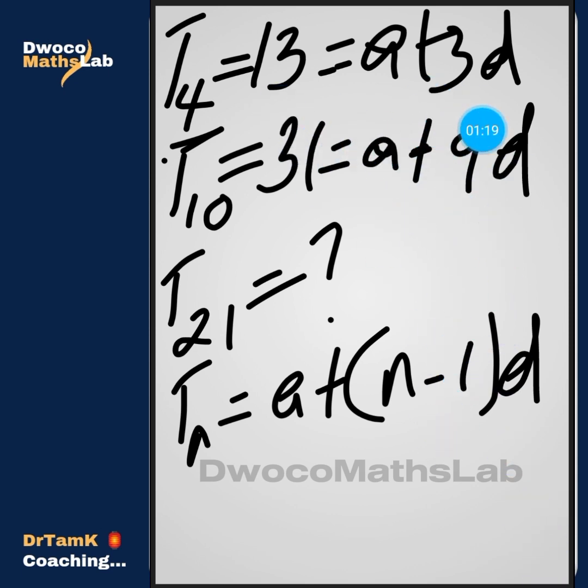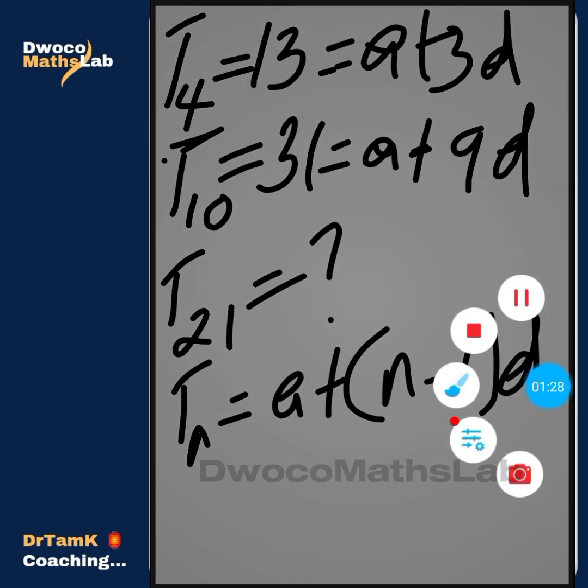So we have two equations. 13 equals a plus 3d, and 31 equals a plus 9d. This is equation 1, and this is equation 2. So how do you solve equations like this? Follow me, let me show you.